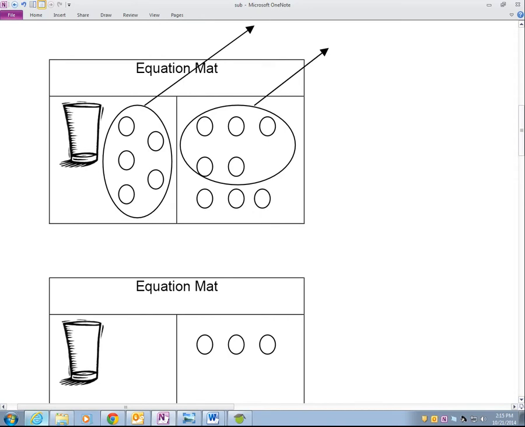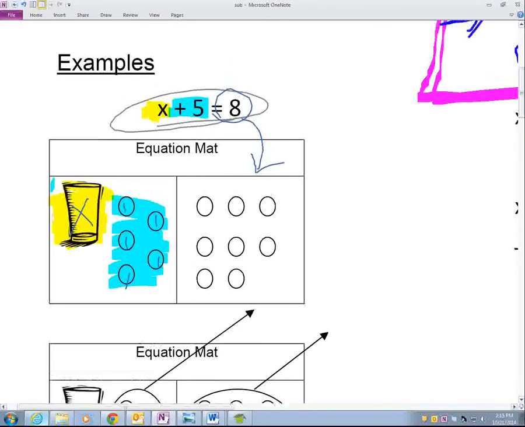What's being done to it? No. Look. What's being done to x? It's going to be added to 5. Yes. It's not going to be added to 5. 5 is being added to it.